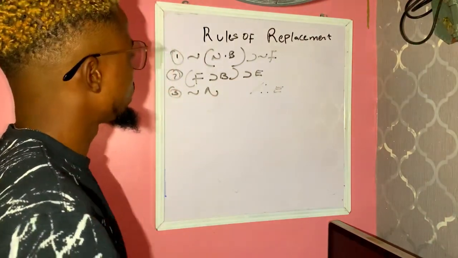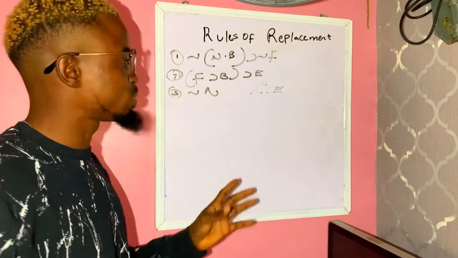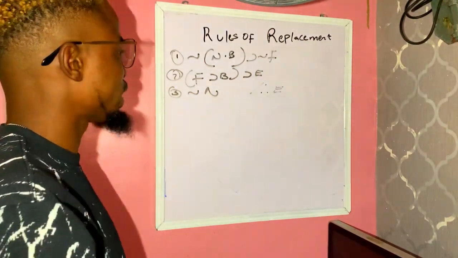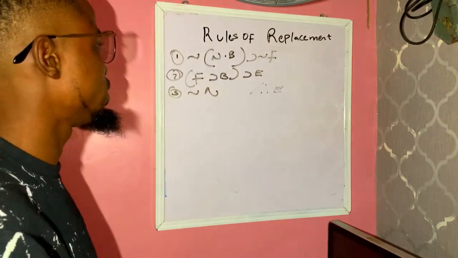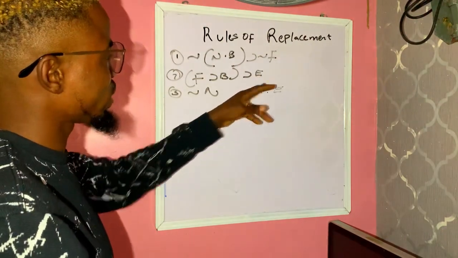And like I also said in rule of inference, if you want to apply the rules of replacement together with the rules of inference, you have to first of all look at your conclusion. This is my conclusion. How am I going to bring out this conclusion? That's going to be our major concern.